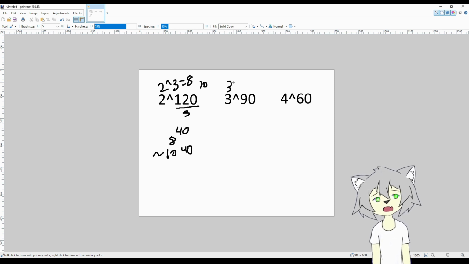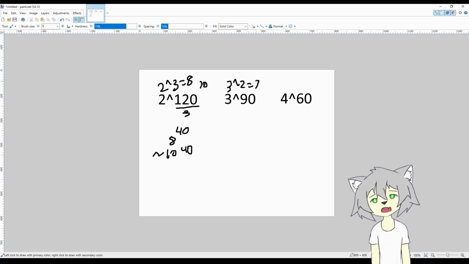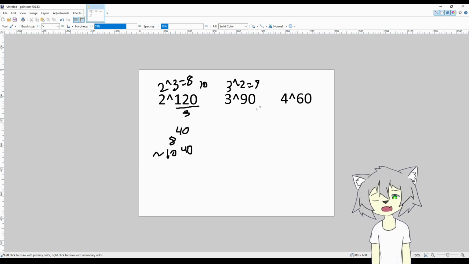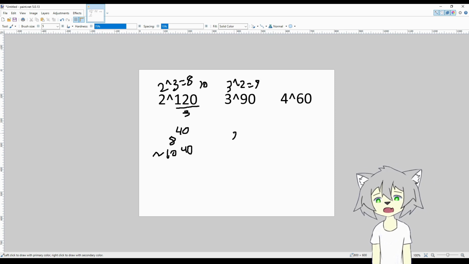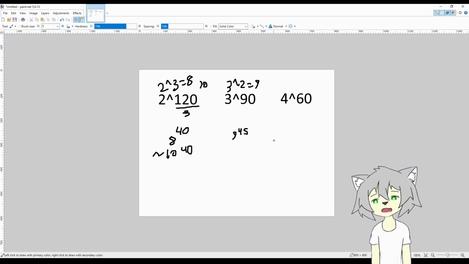And 3 to the power of 2 is equal to 9, which is again close enough to 10 for my sake. So this is like 9 to the power of 45 for all I care. So already we can tell that this number has a lot of zeros.